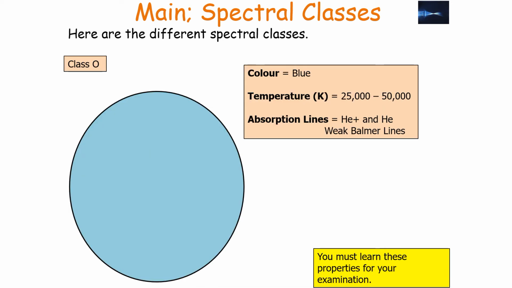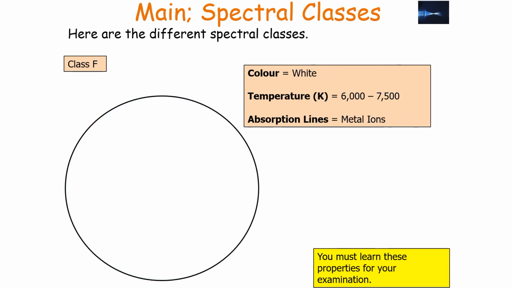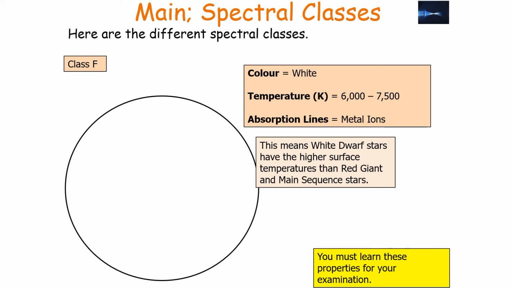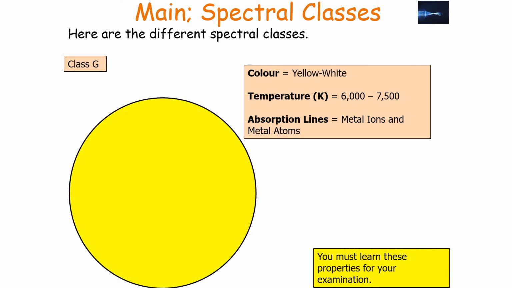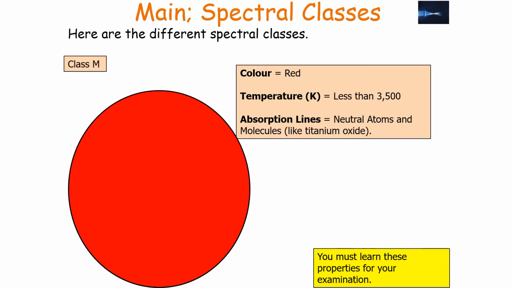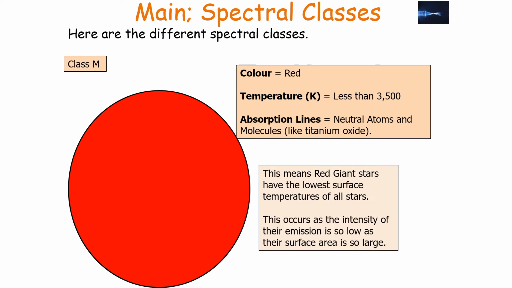So you can see here our different spectral classes. We've got class O as the hottest, then B, then A, then F. Then we know that this tells us that white dwarfs, which are in the F class, must have a higher surface temperature than red giants and main sequence stars. This occurs as the intensity of their emission is so large as their surface area is so small. We then go to class G, which is where the sun is found. We then go class K, we then go class M, and these stars are cool enough for molecules to form in their atmospheres. This means red giant stars have the lowest surface temperature of all stars. This occurs as the intensity of emission is so low that their surface area is so large.